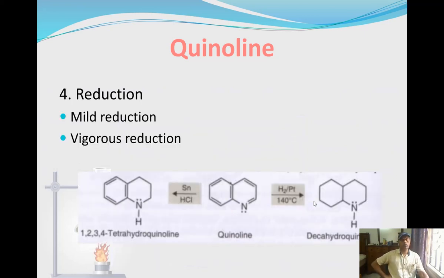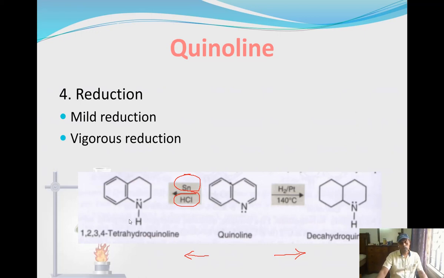Next, let us look at reduction. Two types of reduction you can carry out. This is a mild reduction, and this is a vigorous reduction. Let's see what will happen with the mild reduction. Partial hydrogenation is going to take place. You have to take tin in acidic condition, so reduction is going to take place. Partial reduction takes place, so only the pyridine ring is going to get saturated with hydrogens.